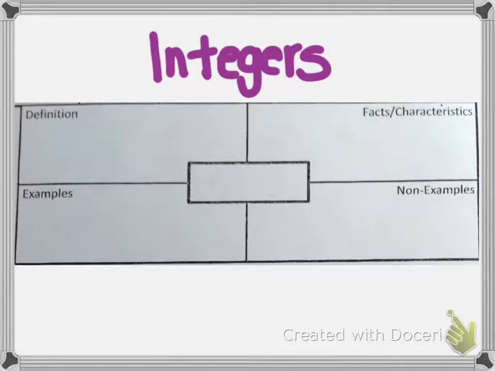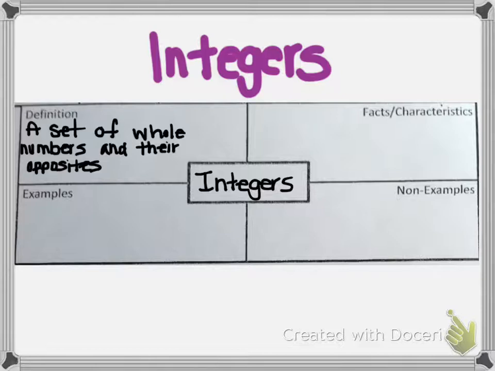The next thing we are going to learn, on the third Frayer model, is integers. So, natural numbers were numbers used for counting that don't include zero. If you're a natural number, you're a whole number. And if you're a natural number, you're a whole number, and you're an integer. Our definition is the set of whole numbers and their opposites, as you have learned. Facts and characteristics are no fractions allowed.